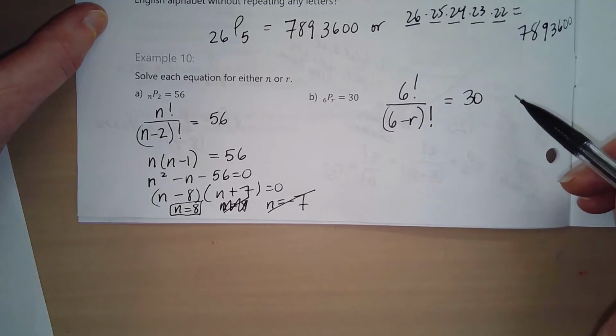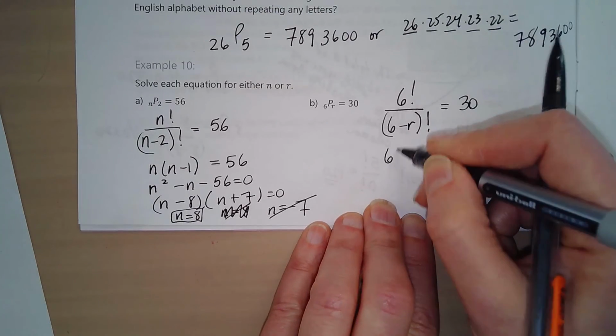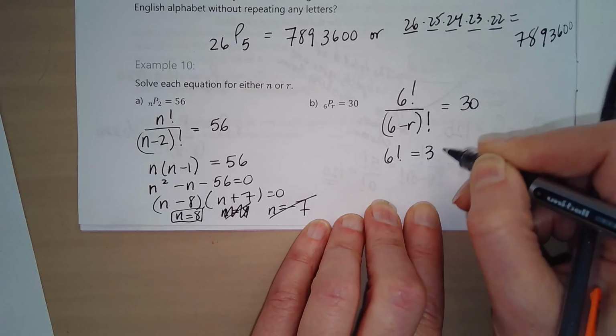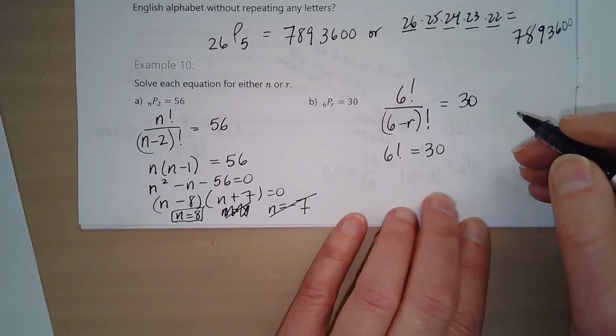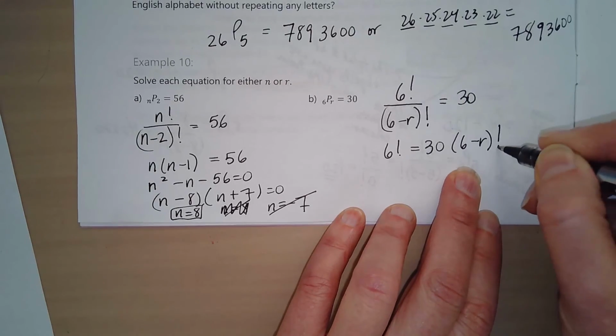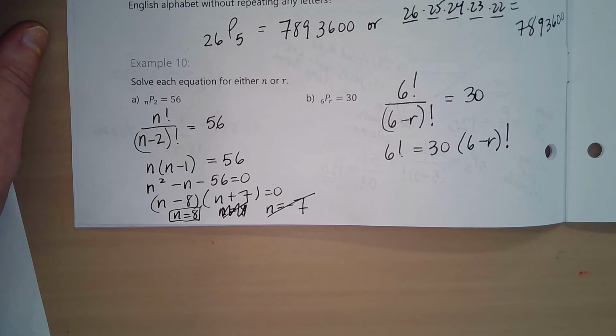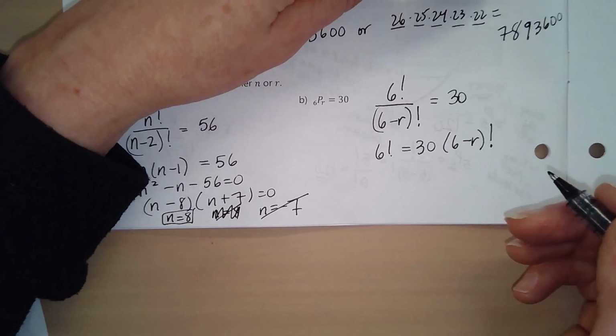To this other side? Okay, so let's do that. Let's do 6 factorial equals 30 times, just to get it on the other side, get rid of the fraction. Okay, well, at least we got rid of the fraction. Anything else? Divide by 30? Can I divide 6 factorial by 30?